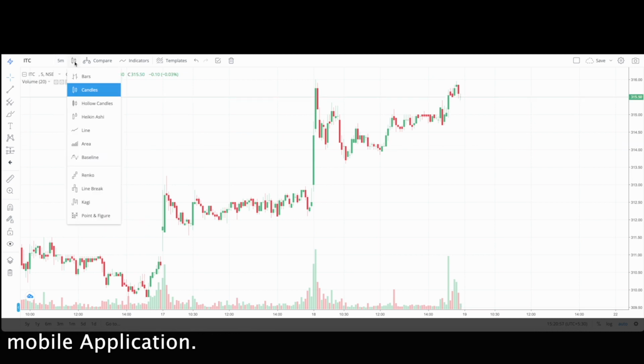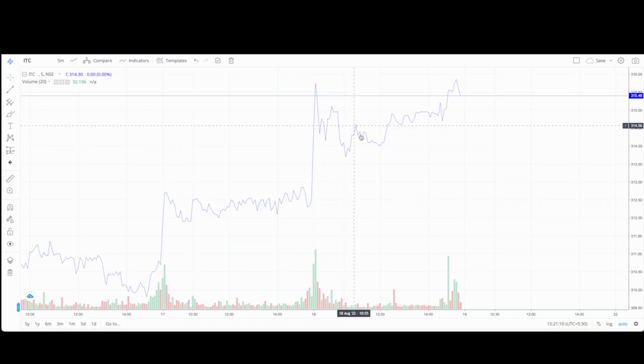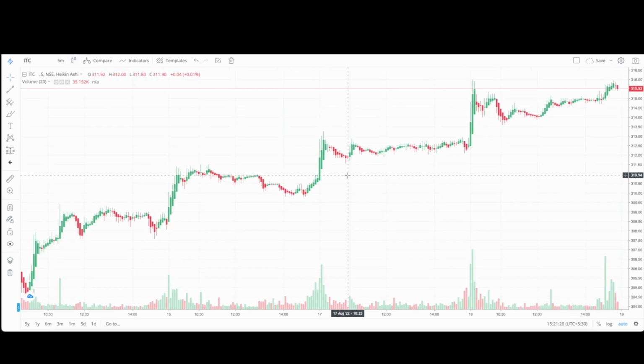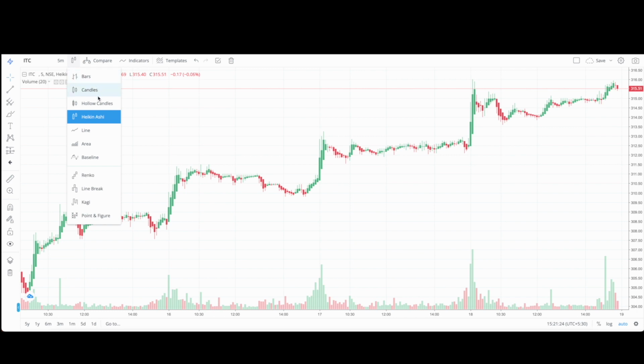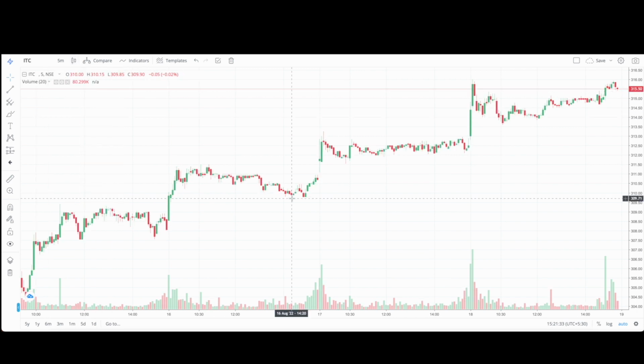Next we have this section. If you click here, you have different types of chart patterns. If I click this, you get a line chart which only shows the closing price. If I click on Heikin-Ashi, it gives you an average of each candle. But the most commonly used chart pattern is candlesticks. Now if you want, let me know. I will make a dedicated video on candlesticks.